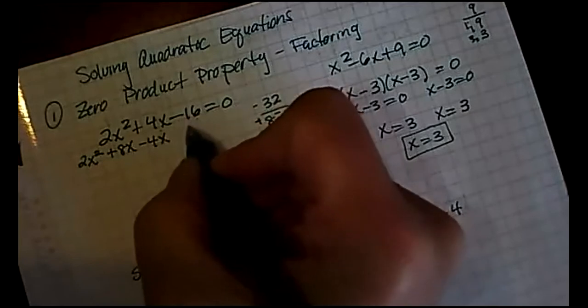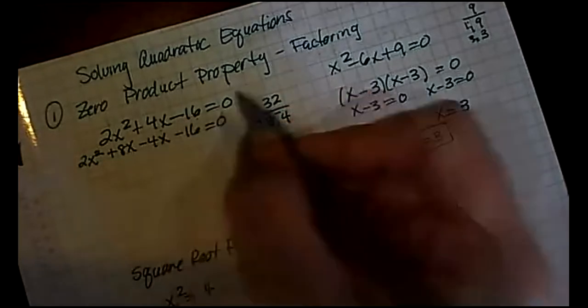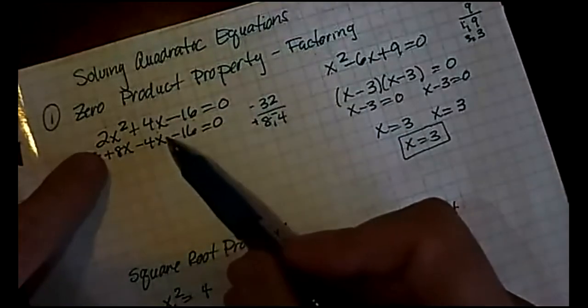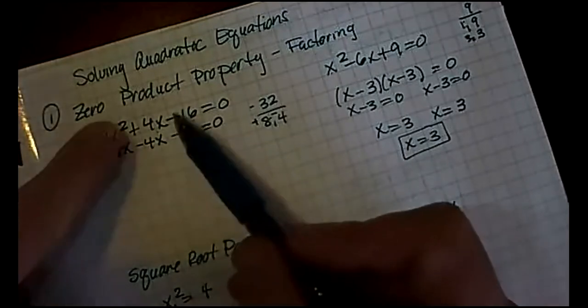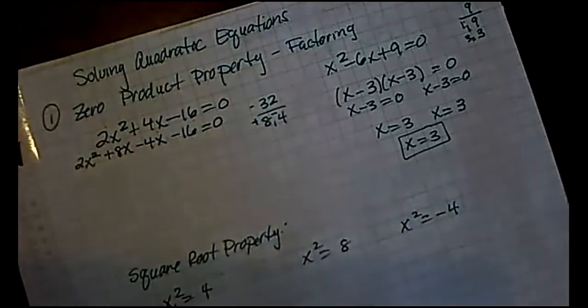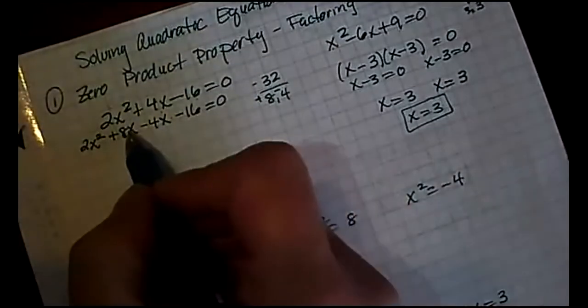And then we bring down the last term. So really what I've done is I've just replaced this with this. Or replaced this with this, I've probably said that backwards. Now that we have 4 terms, that's when we know that we use the grouping method.